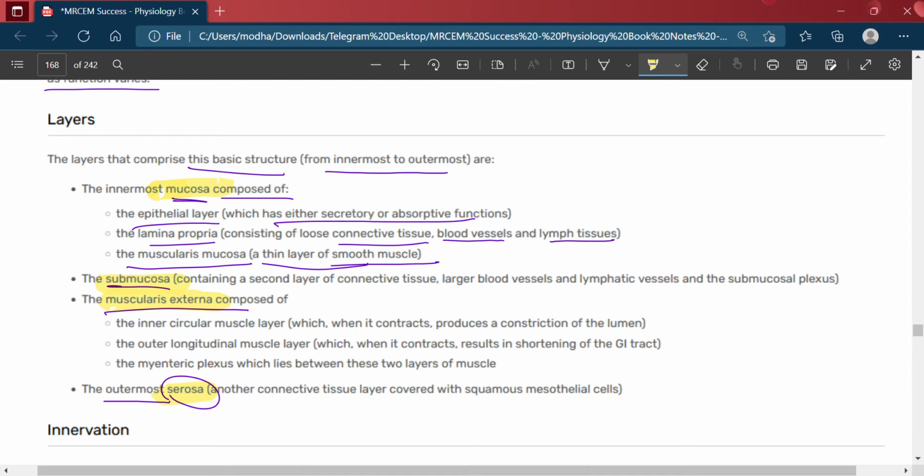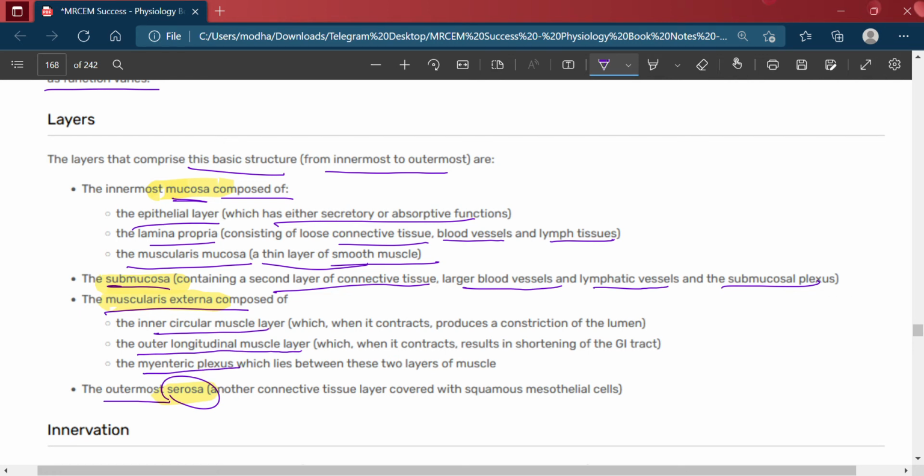So here the submucosa contains a second layer of connective tissue, larger blood vessels and lymphatic vessels, and the submucosal plexus. Then the muscularis externa is composed of the inner circular muscle layer, the outer longitudinal muscle layer, and the myenteric plexus.